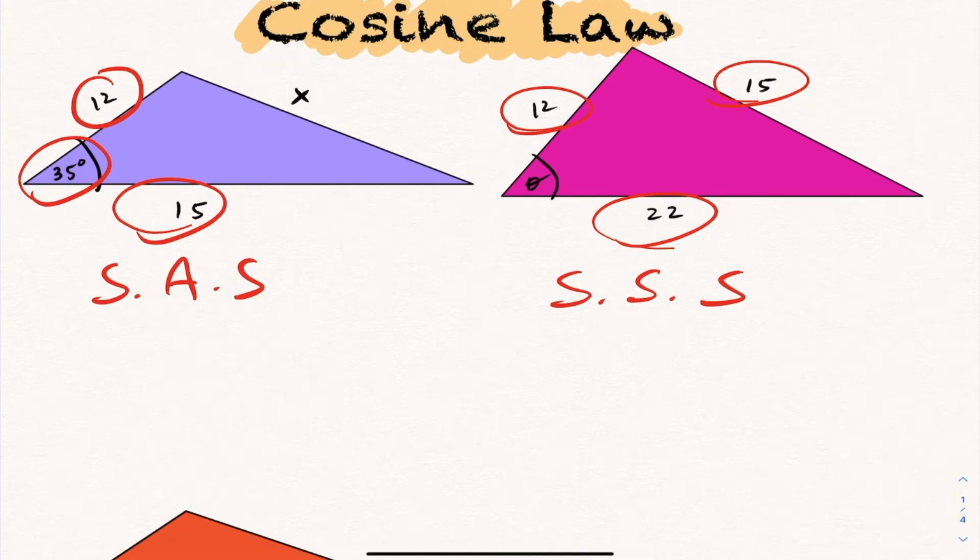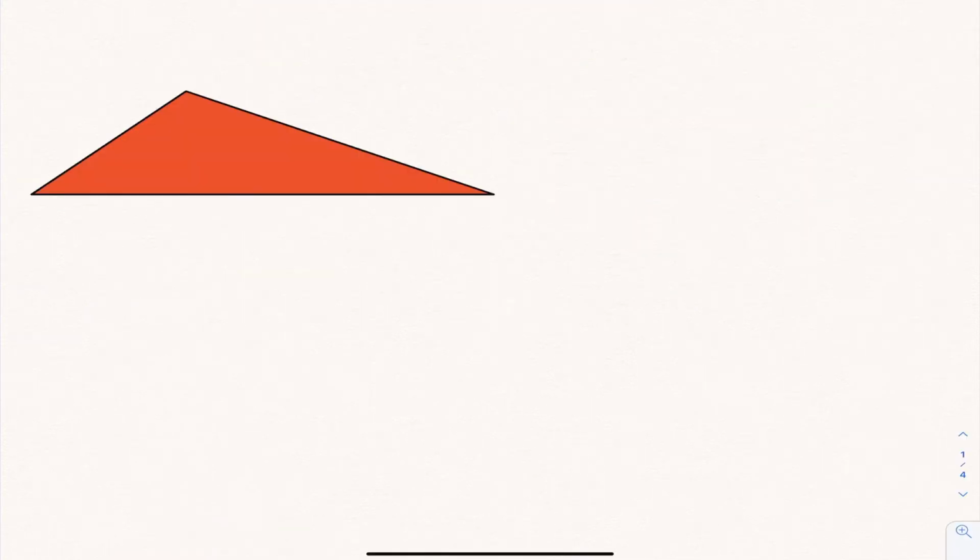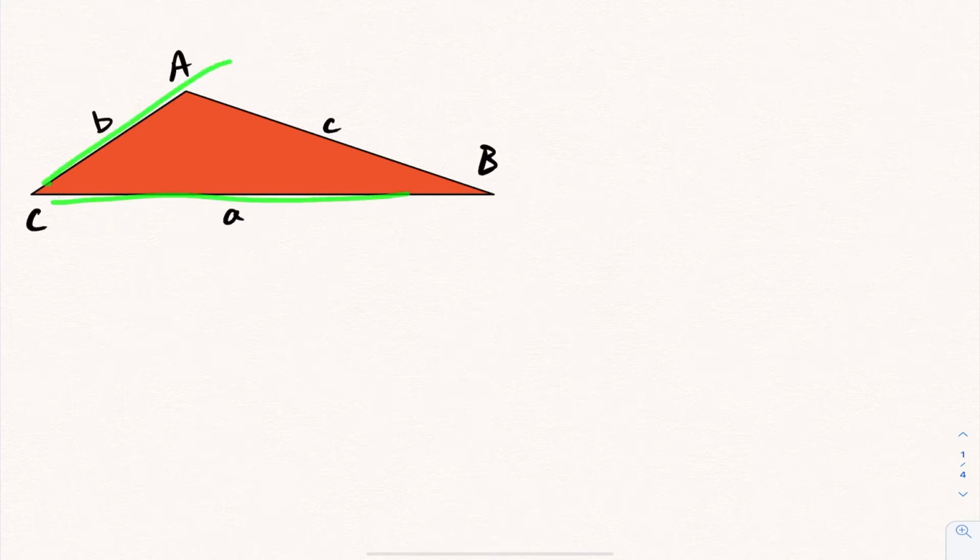So what is the formula for the cosine law? Okay, let's say we've got a triangle here. Let's label this A, B, and C. Across from angle A is the length of this leg of the triangle, lowercase a. Across from angle C, we have lowercase c. And across from angle B, we have lowercase b, for the lengths of the legs a, b, and c.